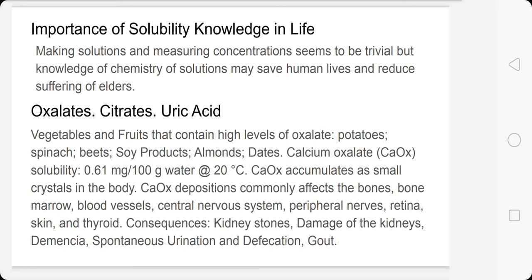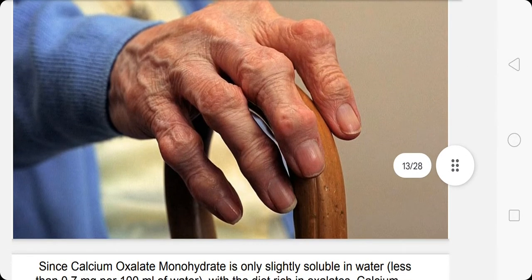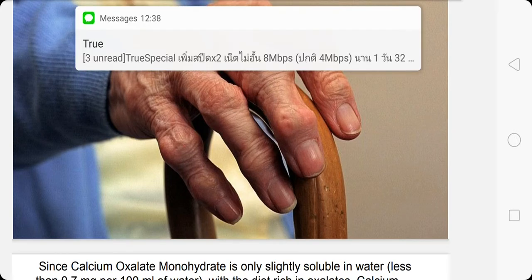So the consequences are such diseases and problems as stones in kidneys, damage of the kidneys, dementia, spontaneous urination and defecation, and also gout or arthritis. This is a typical picture of gout, arthritis. You see, many old people suffer from this, and they have no idea why it is happening. But if you know chemistry, if you know this science, you can help them, because this swelling of the joints is happening because of the calcium oxalate.